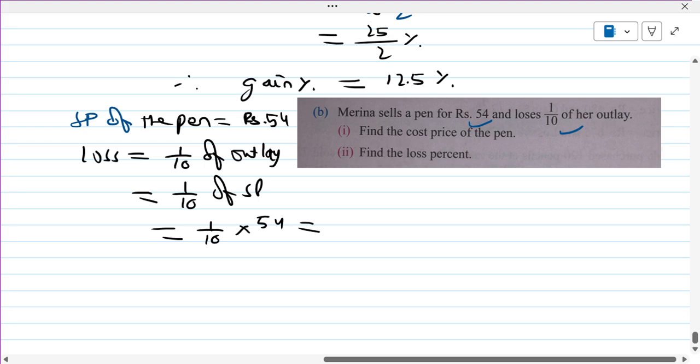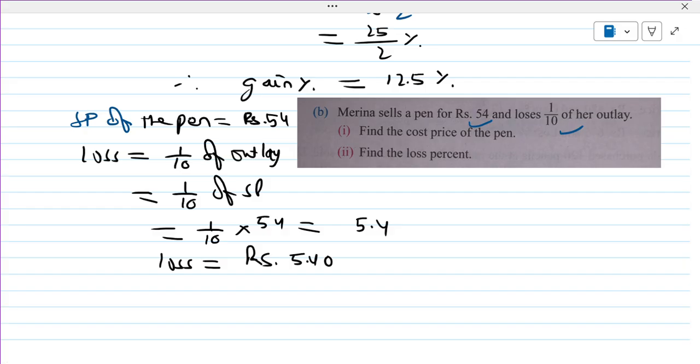So 1/10 of 54 is 5.4 rupees. So there is a loss of rupees 5.4, or you may say 5.40. After finding the loss, now you need to identify your cost price to find the loss percentage, because loss percent we find as loss divided by cost price into 100%. So CP must be there.